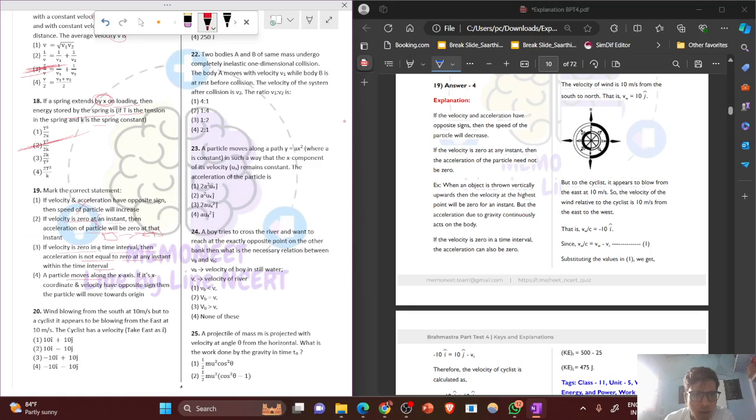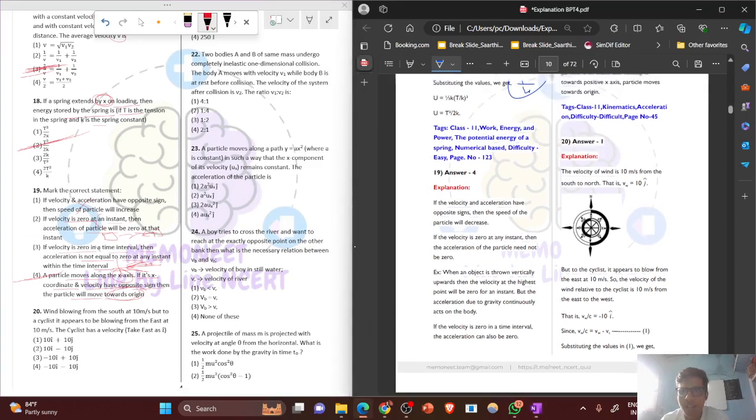A particle moves along the x-axis. If the x-axis coordinate and velocity have opposite signs, then the particle will move towards the origin only. Yeah, exactly. Just suppose the displacement of the particle is positive, but the velocity is negative. That means the particle is moving towards the origin, while still having a positive coordinate. So option 4 is the only correct option among these.